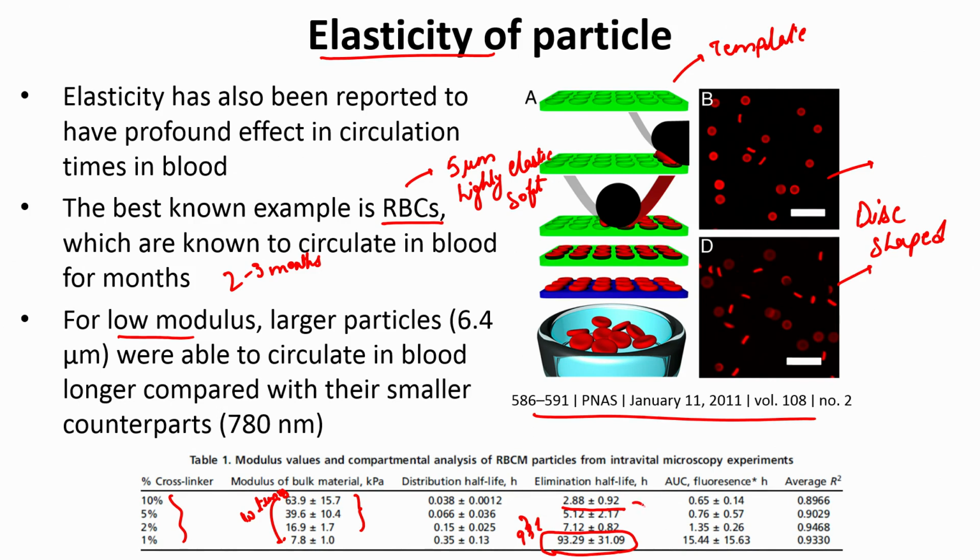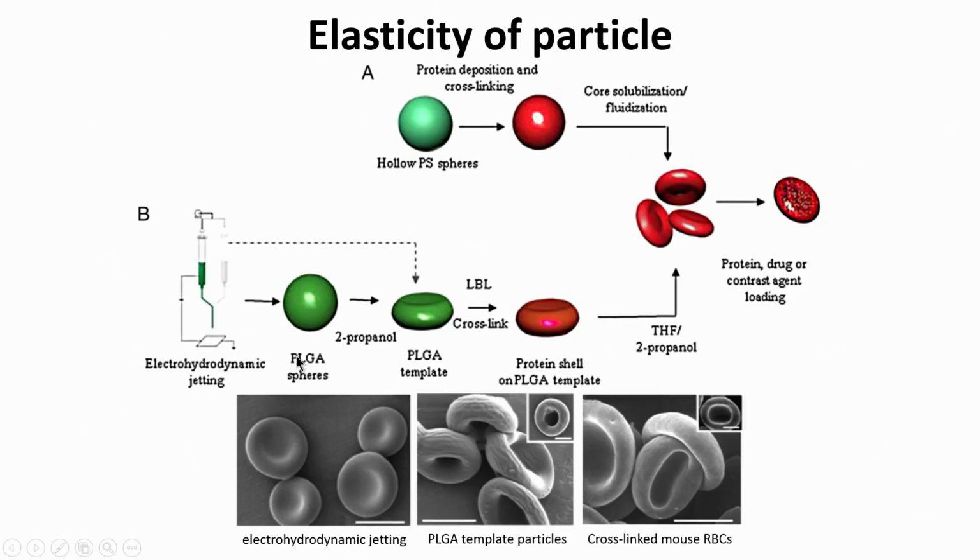So, you can see what a jump just the modulus had on the circulation time, and this has been reported. One of the reasons for this is going to come in a few slides, but then there are other methods as well. So, here is another method to make these highly low modulus particles. In this case again they have used hollow polystyrene spheres. What they have done is they have essentially created proteins to adsorb onto these.